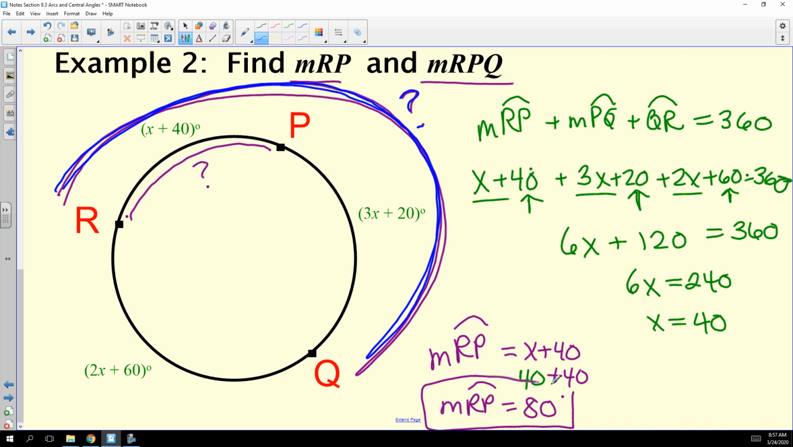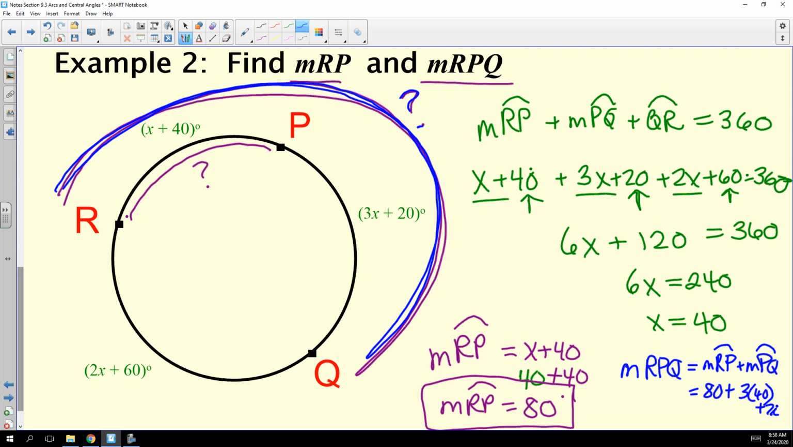Arcs are measured in degrees. In a couple of years, you're going to learn that arcs can be measured in a different form. So now we're going to find the measure of arc RPQ. Well, we already know that the measure of arc RP plus the measure of arc PQ, right? We already know that this is 80, so I'm not going to go back and do that again. And then plus the measure of arc PQ, which is 3 times 40 plus 20.